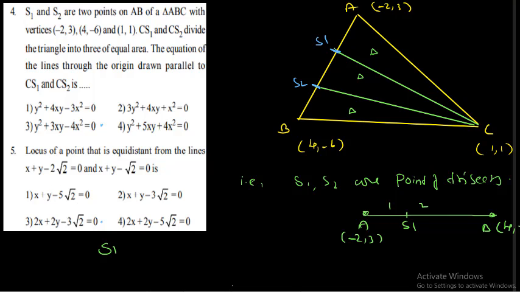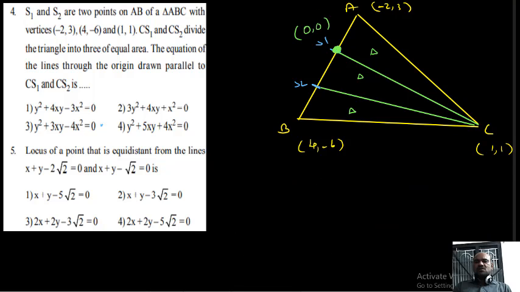Directly I wanted S1 here, students. S1 equals (mx2 plus nx1), that is 4 plus (minus 4) by 1 plus 2, comma (my2 plus ny1), that is minus 6 plus 3 by 1 plus 2, that is equal to 0 comma 0. So S1 is 0 comma 0. Now we want to find S2 here.